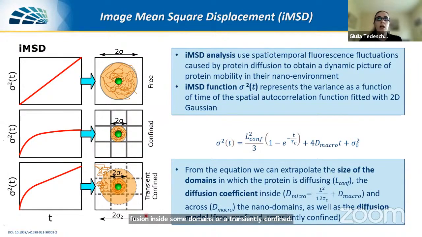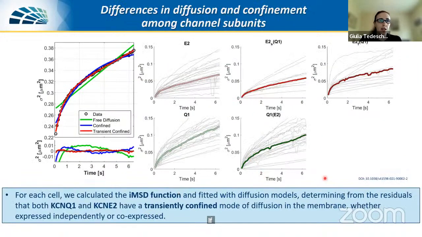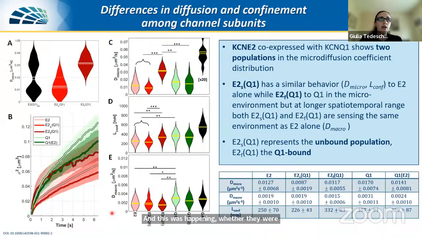So once we analyzed our data with this technique, we saw that both KCNQ1 and KCNE2 were showing a transiently confined mode of diffusion on the membrane. And this was happening whether they were independently expressed or co-expressed. Then we went further and measured all the parameters that I mentioned before.